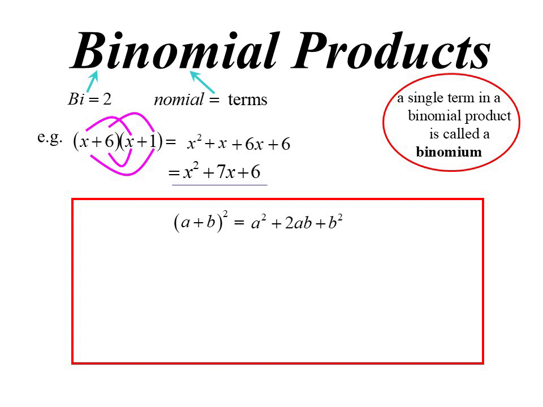We see (a plus b) squared. Of course, we don't waste time doing that whole expansion. We know the pattern. a squared plus 2ab plus b squared. If it was (a minus b) squared, I get a squared minus 2ab plus b squared.